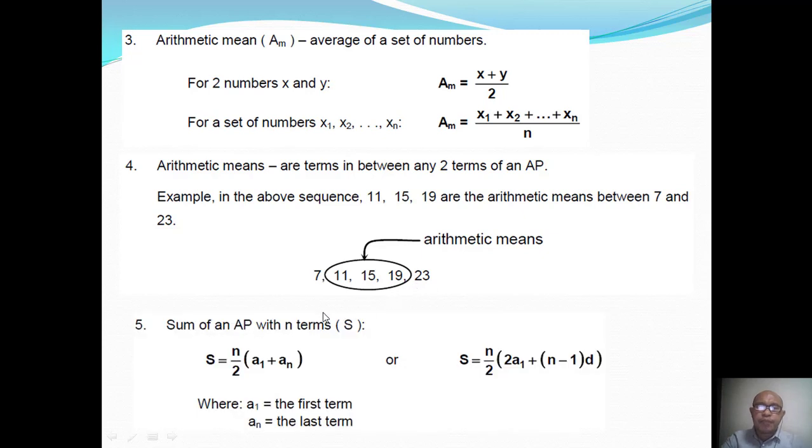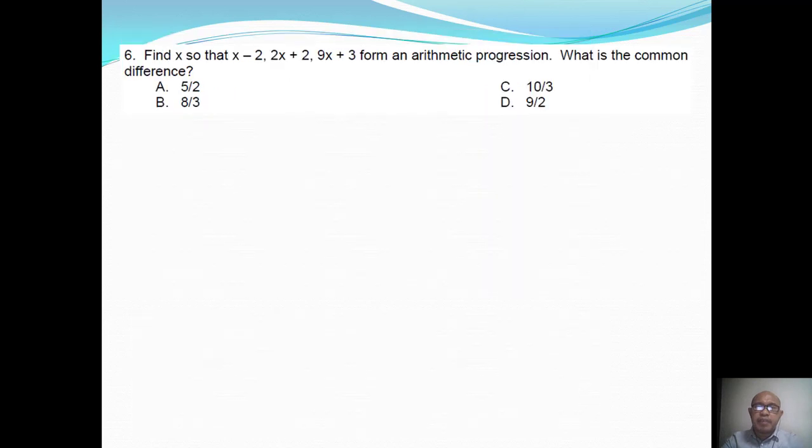Then we have the sum formula for an arithmetic progression. S equals n over 2 times a sub 1 plus a sub n, where a sub 1 is the first term, a sub n is the last term, and n is the number of terms. We can also express S in terms of n, a sub 1, and the common difference d, and that is given by this formula. So to illustrate, we have the succeeding problems.